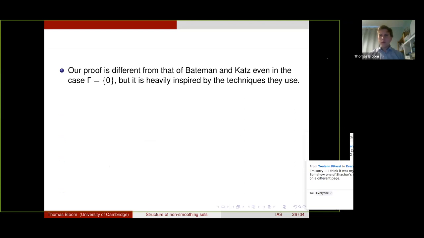The proof that we use is actually different from that of Bateman and Katz, even in the case when gamma equals zero. Essentially, we had to come up with a new alternative proof for that case that generalized to this approximate situation more easily. But it's certainly heavily inspired by the techniques they use. We do everything that Bateman and Katz do, but in a different order and combined with some other ideas.